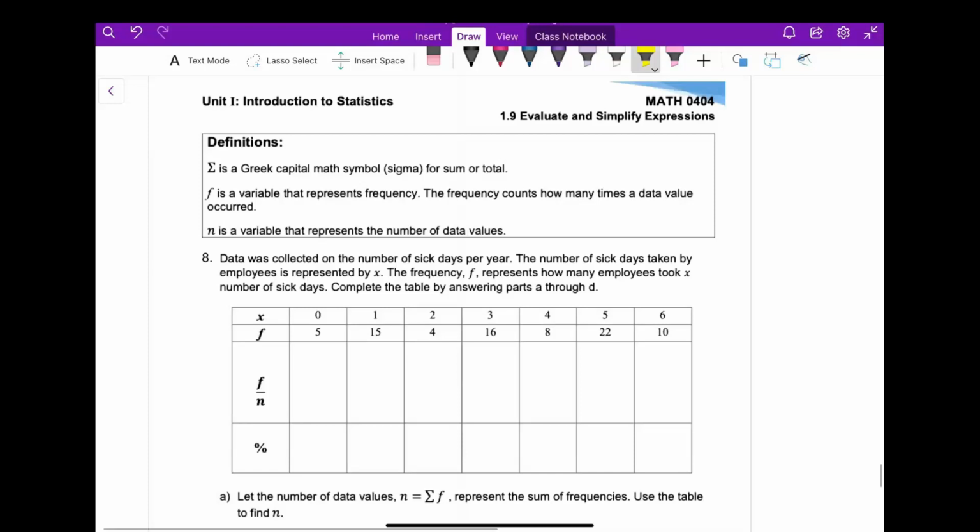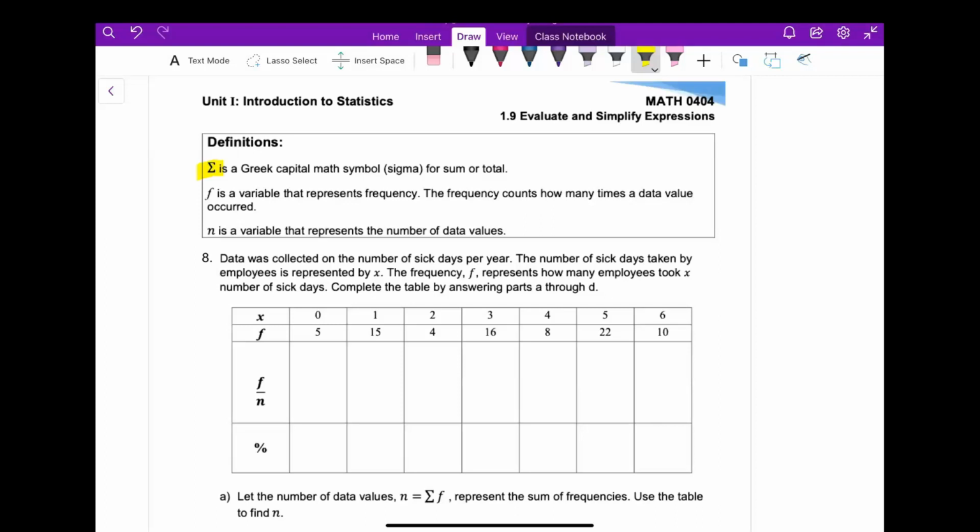Let's continue section 1.9. We're still evaluating and simplifying expressions. We have some definitions in this section, and in this case, we do actually use some of the symbols that are given to us. In previous ones, we were just given a value of a mathematical symbol. In this case, we're learning to use this symbol.